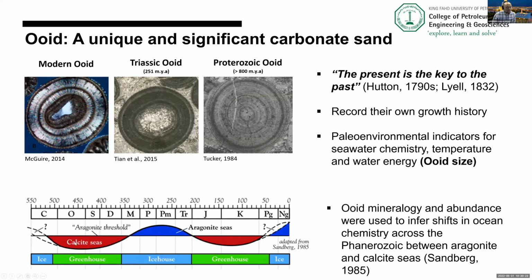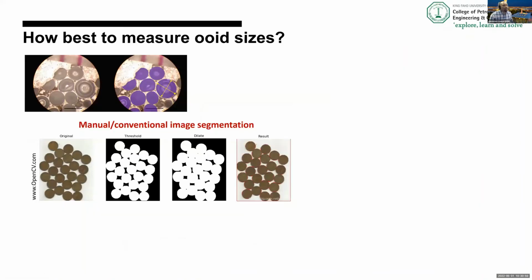And maybe you have seen it, this variation in ocean mineralogy is also derived from ooid mineralogy. So again, ooid is very important for us to understand how our Earth evolved through time. And one thing that is quite interesting is the ooid size. Ooid size directly reflects the environmental conditions where they form. So now, how best to measure ooid size?